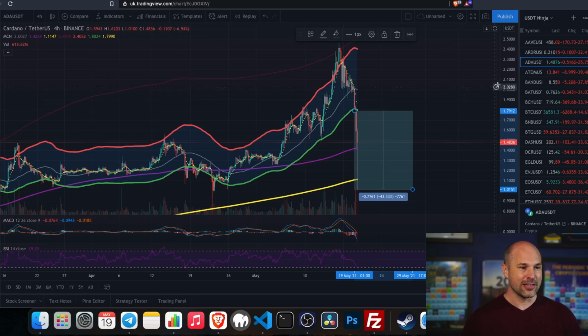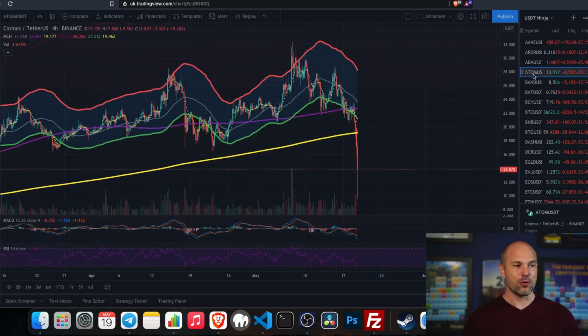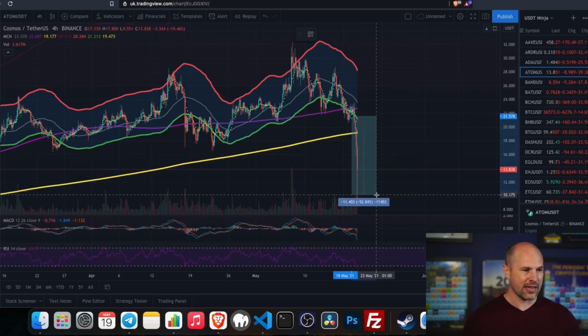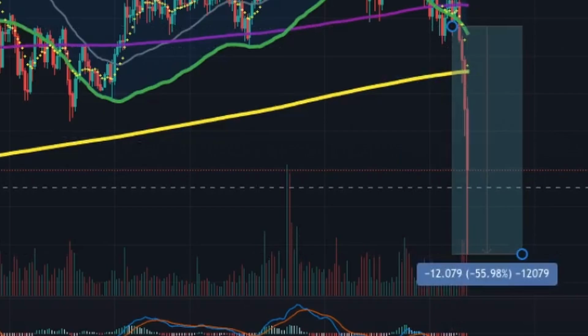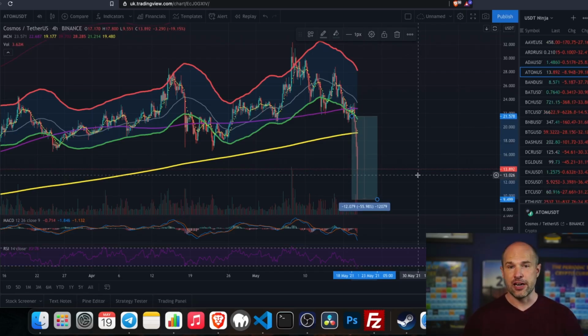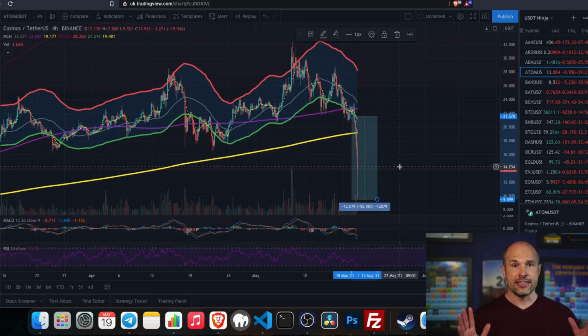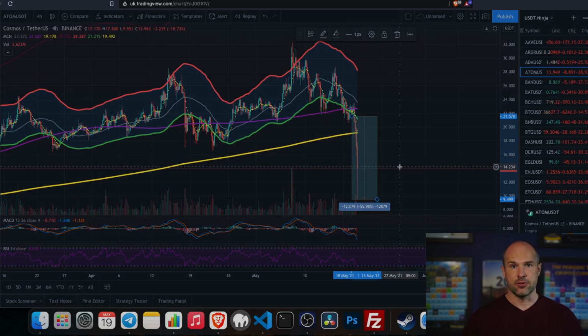And ADA wasn't the only one, no way. I mean, pretty much all of them came down. Look at this, this is Atom. I'm not sure how far that was down below the green, but again, I think it was absolutely insane. So that's down 55%. This is a 4-hour chart, by the way. So I do most of my technical analysis on a 4-hour chart. And as I say today, insane buy signals.